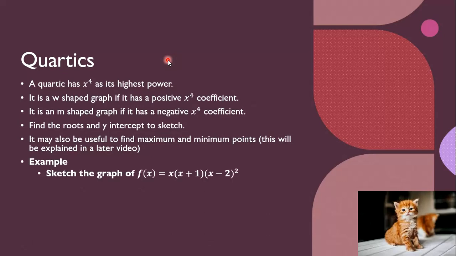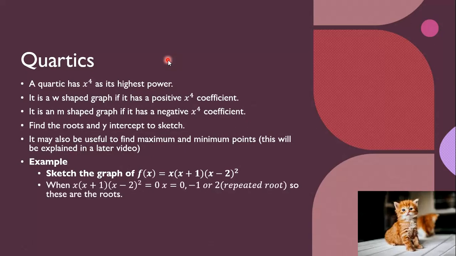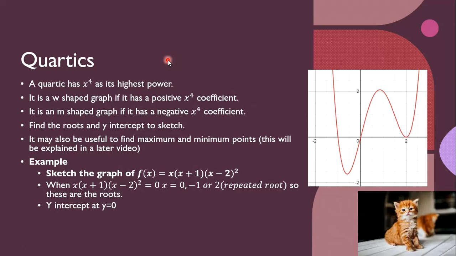Here's an example. Sketch the graph of f of x equals x lots of x plus 1 lots of x minus 2 squared. So when you put that equal to 0, so when it crosses the x-axis, x must equal 0, minus 1, or 2, where 2 is a repeated root. They're the roots. The y-intercept is also at y equals 0. If it crosses x equals 0, it must also cross y equals 0. So you can see here, this is what that graph would look like.